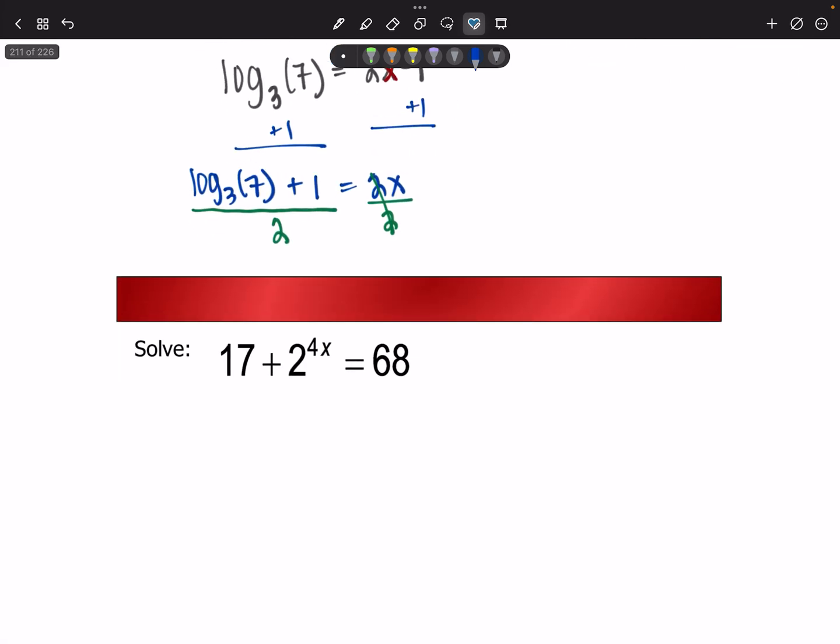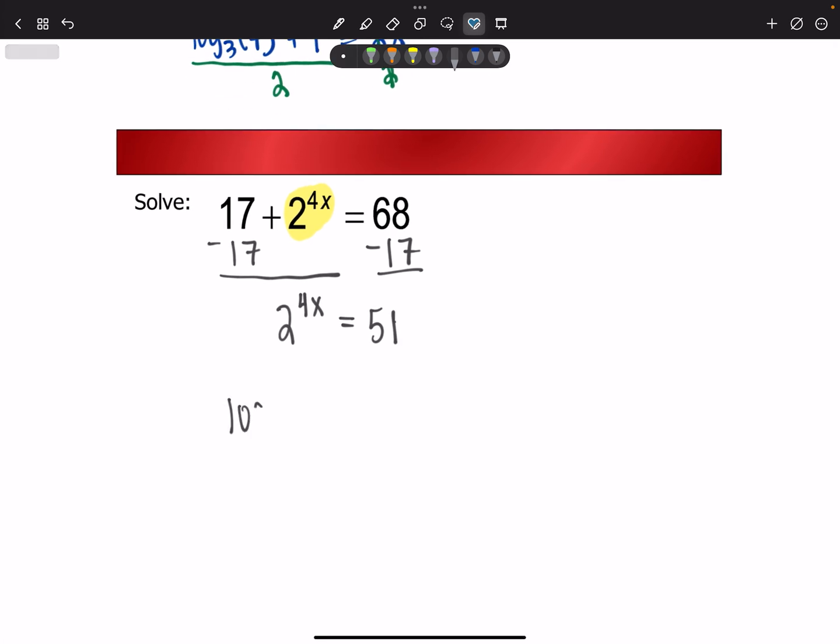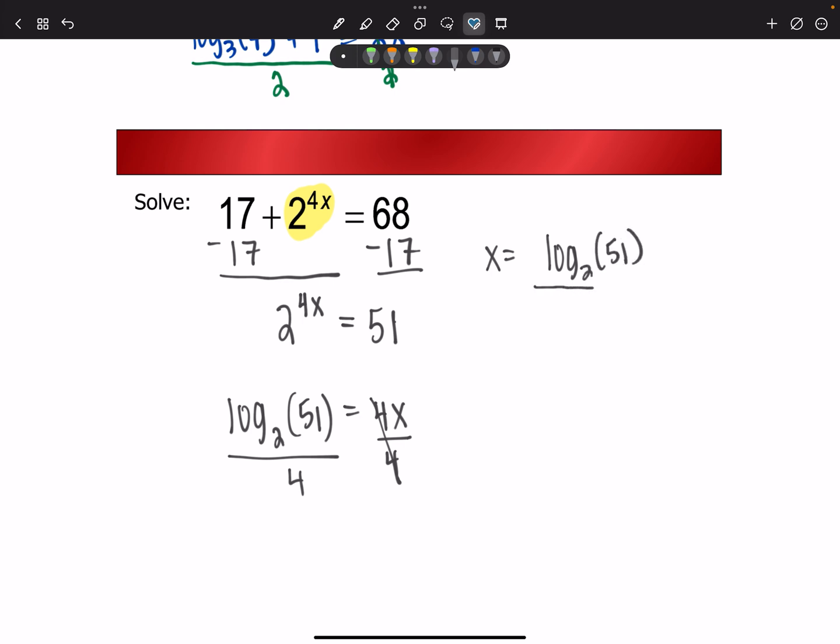Okay, let's try that again. We've got 2 raised to the 4x power. I need to isolate this all by itself, so I'm going to subtract 17 from both sides. 2 raised to the 4x is equal to 51. We've got log base 2 of 51 is equal to 4x. We divide both sides by 4, and now practice using that button again. X is equal to log base 2 of 51. Whatever that value is, we're going to divide it by 4.